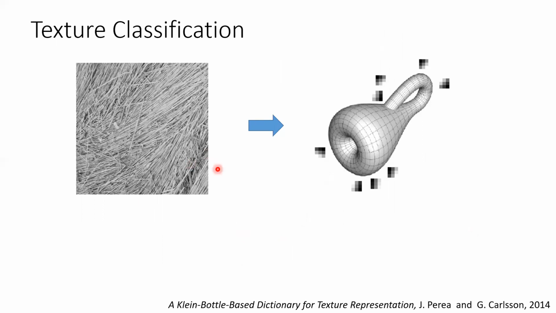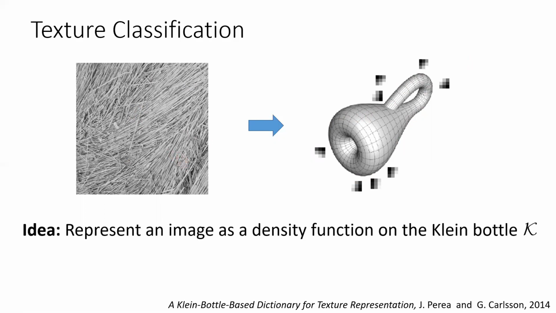So what is the idea that we're going to use in texture classification? If I give you one particular image, and then I take its 3 by 3 patches, now we know that most of them are going to be accumulating around the Klein bottle we found. So the idea is going to be to represent an image, a texture image, as a density function on the Klein bottle. In other words, depending on what patches I'm going to get in here, I'm going to get some distribution around the Klein bottle, and potentially different textures are going to end up in different densities.